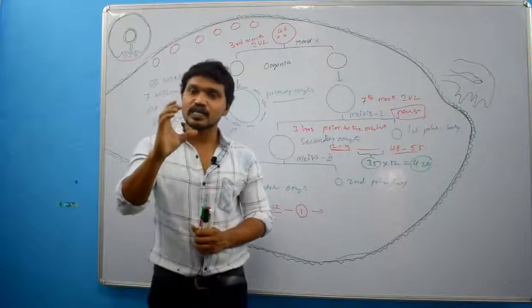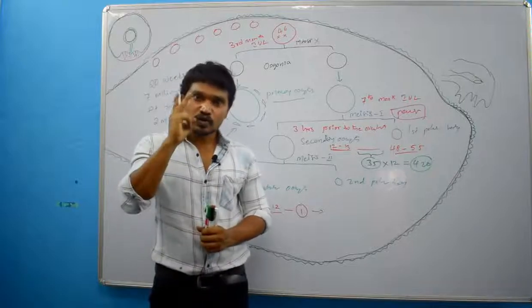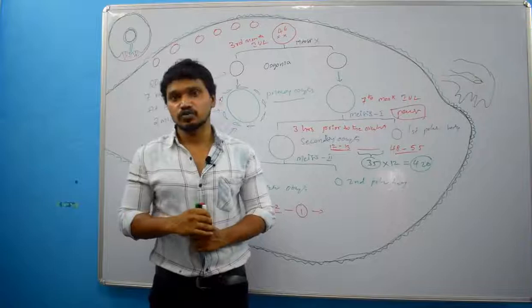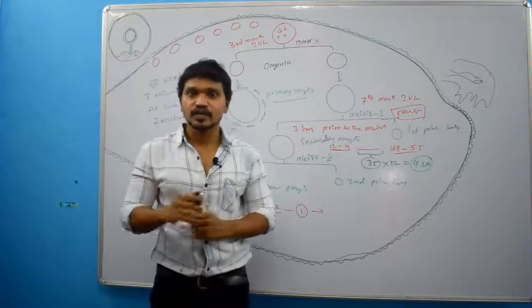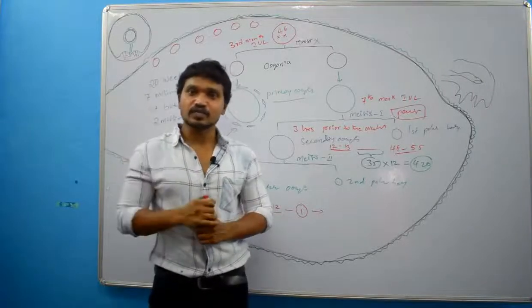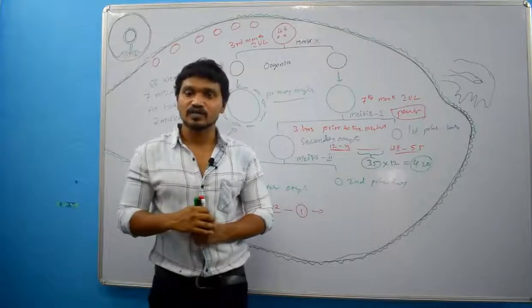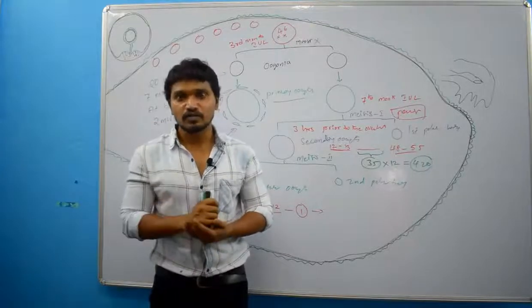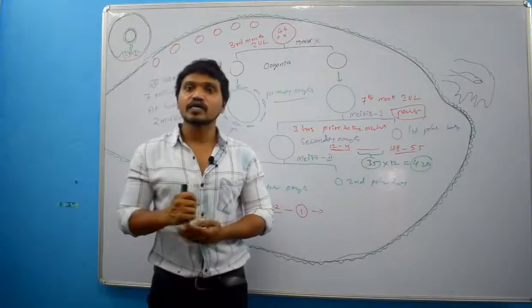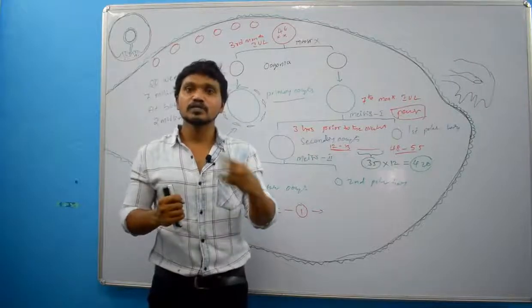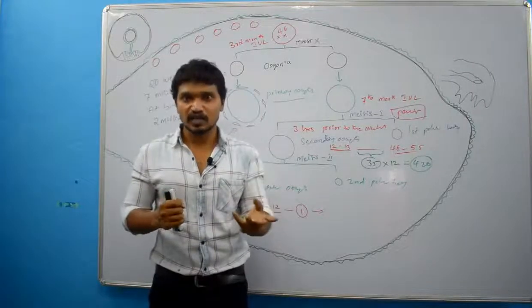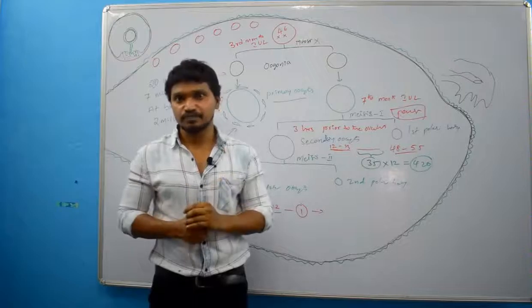That means there will be an extra representative of that particular chromosome. Actually, each cell should have only 2 representatives of a chromosome. But in this case, there will be 3 representatives. That means one extra chromosome is there. That condition we call trisomy. Tri means 3. 3 chromosomes are there, while usually only 2 should be there.